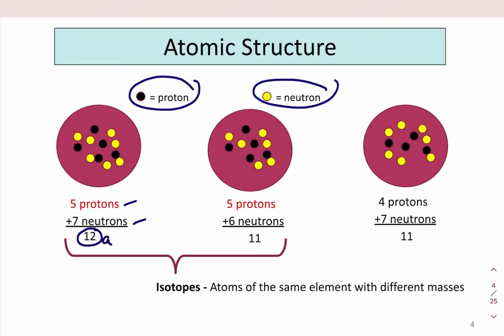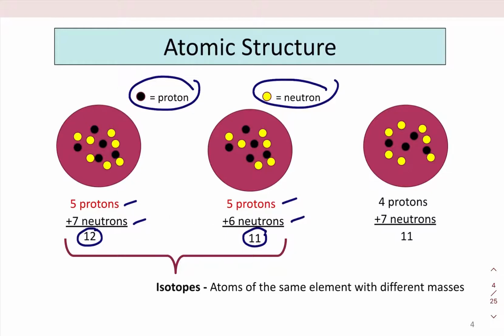I didn't write the units, but that would be AMU. Over here on the middle one, we've got 5 protons and 6 neutrons, giving us a mass number of 11. I guess I don't know why I put AMU. There wouldn't be an AMU there. We're not trying to get the weight. We're just getting the mass number.